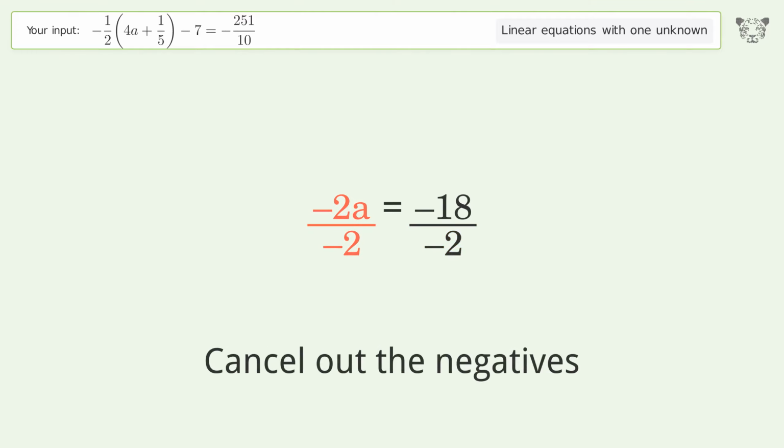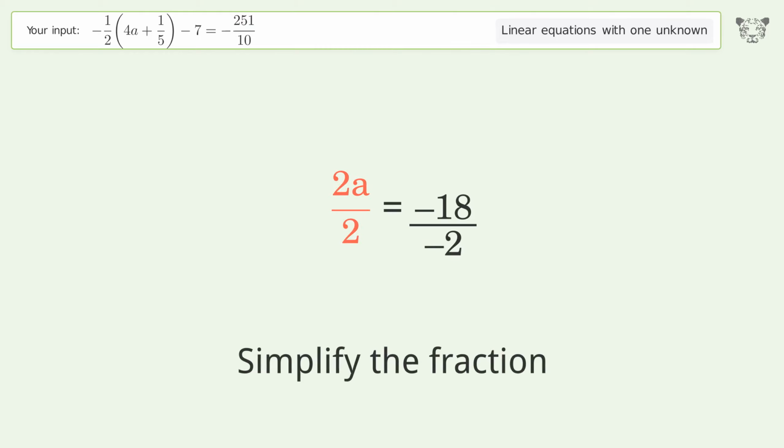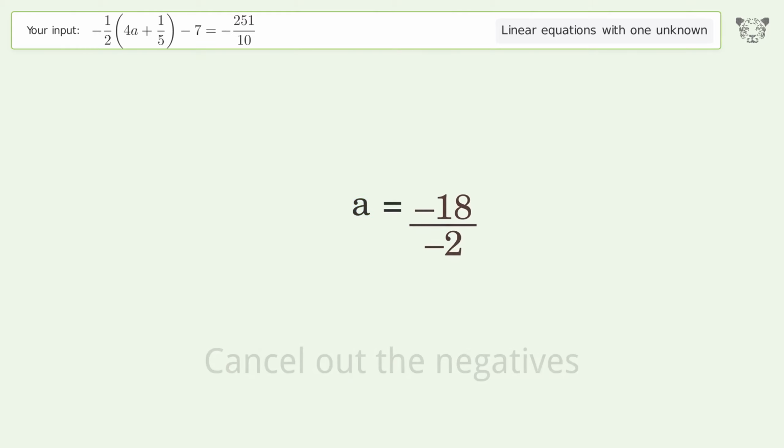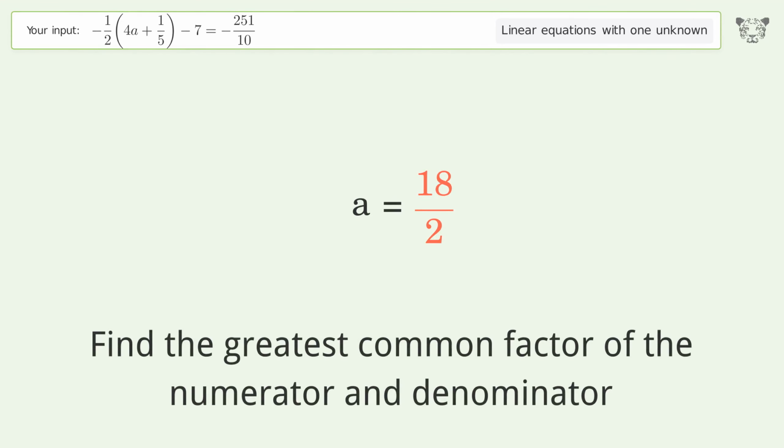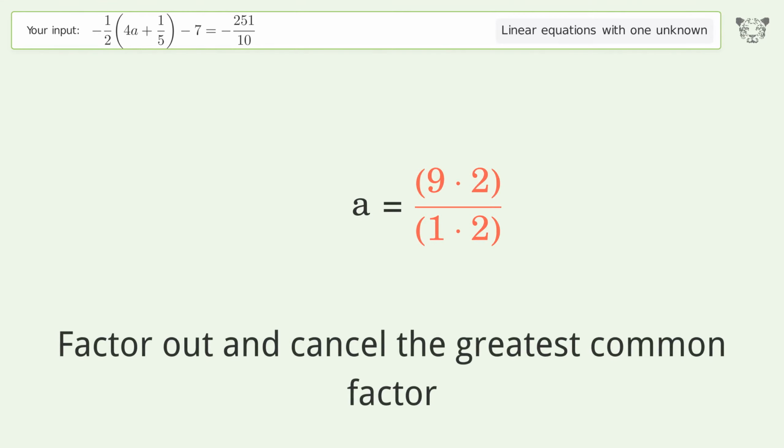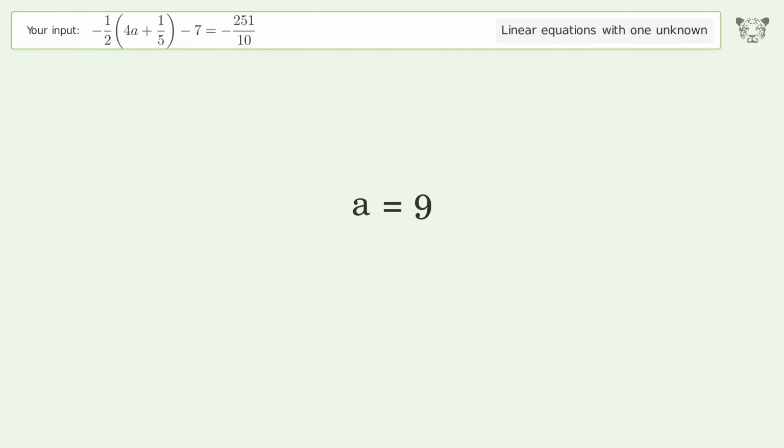Cancel out the negatives. Simplify the fraction. Cancel out the negatives. Find the greatest common factor of the numerator and denominator. Factor out and cancel the greatest common factor. And so the final result is a equals 9.